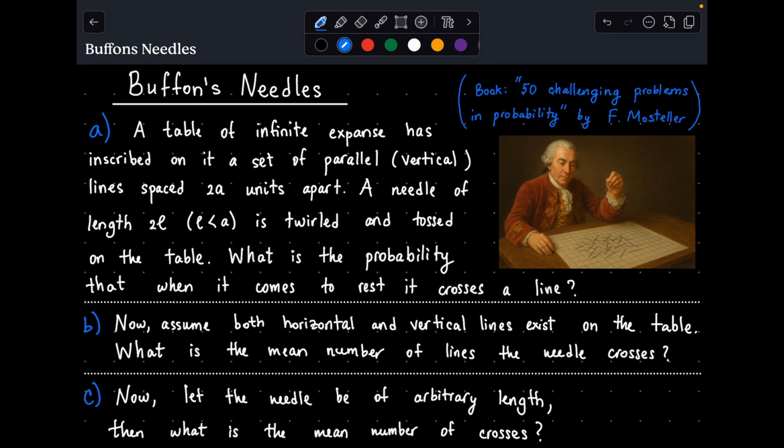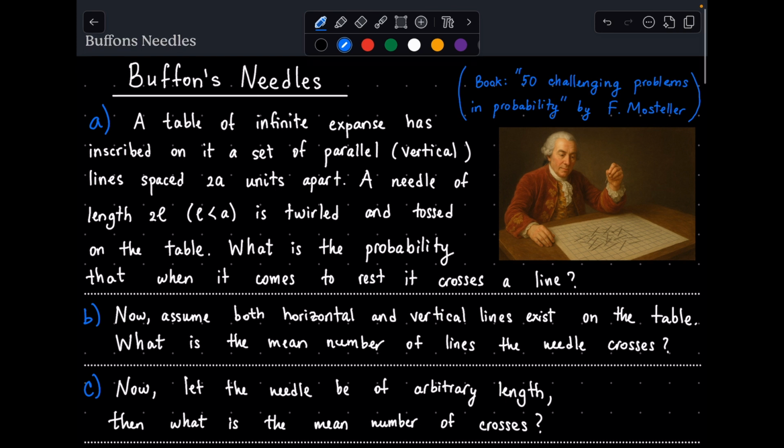Part B. Now assume both horizontal and vertical lines exist on the table. What is the mean number of lines the needle crosses? Part C. Now let the needle be of arbitrary length. Then what is the mean number of crosses? Let's start with part A.